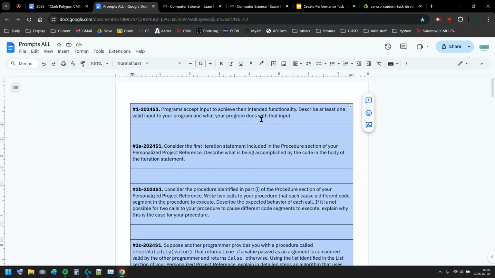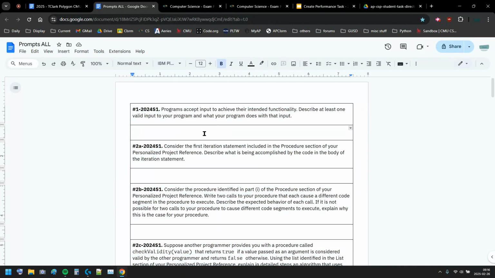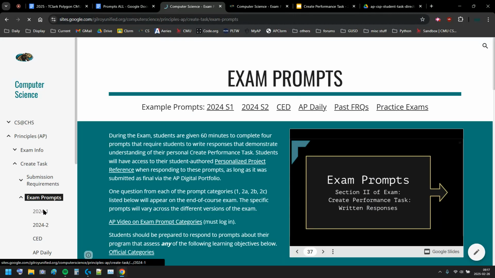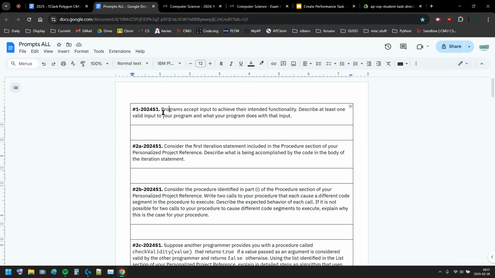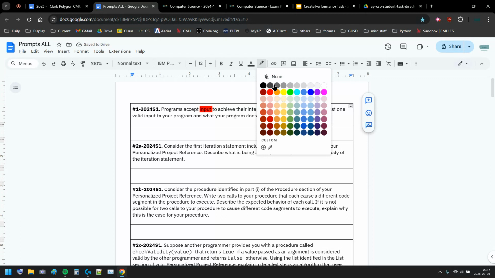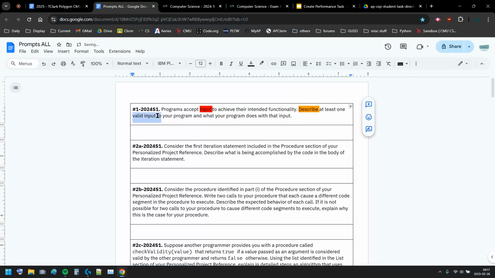But either way, the best way to prepare is just to practice. So I would have my prompts ready to go. I got this from the previous year's prompts. So 2024, programs accept input. So I read through it, okay? Programs accept input to achieve their intended functionality. Okay, so I'm thinking about input. I'll maybe highlight that. Describe, so I have to describe it. At least one valid input to your program and what your program does with that input. What does my program do with that input?